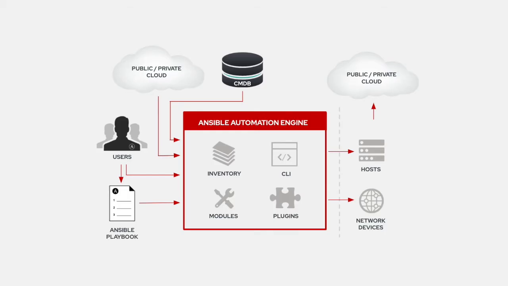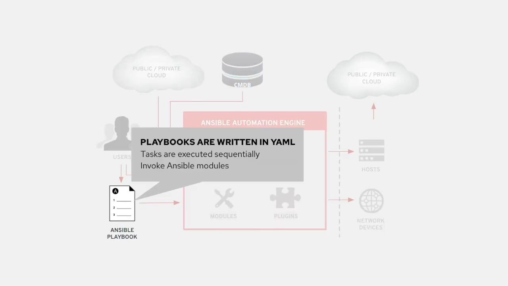So here is a diagram of Ansible Engine and all of its components. The following slides will dive into the details of the components of Ansible automation and how they work together. First of all, Ansible automation requires playbooks, which are lists of tasks that tell Ansible Engine what to execute. We will show an example of an Ansible playbook in the next slide.